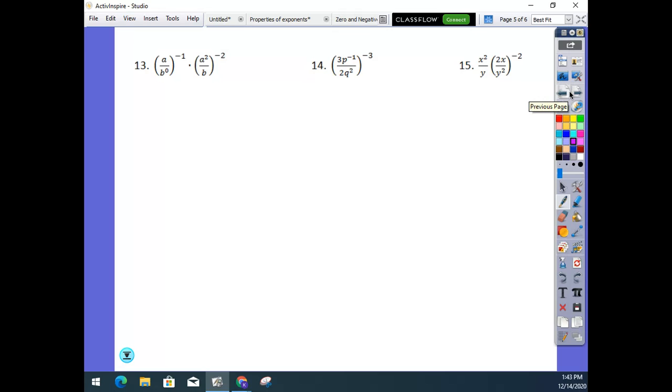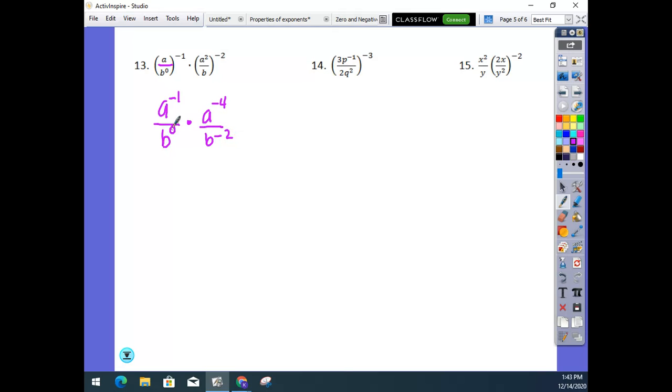Lot going on in 13. The first thing I'm probably going to do, I'm going to deal with the outside exponents because they're both, oh, we can just distribute. This is just your quotient, power of a quotient. Let's do that. On the next one, I'm going to do what I'm talking about. All right, so I'm going to give each thing on the inside power to a power. We would multiply. Power to a power, multiply.